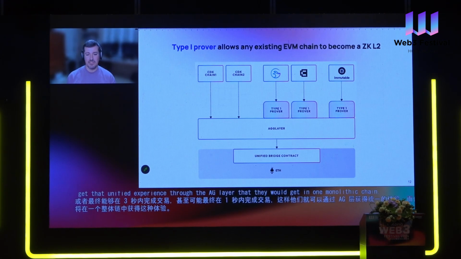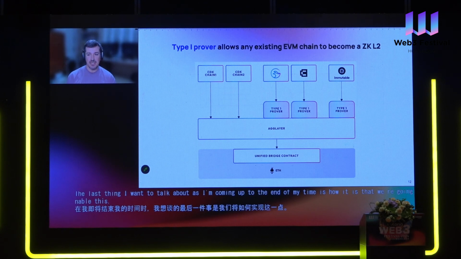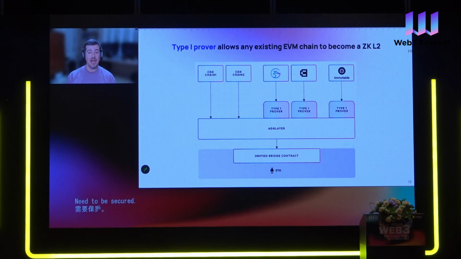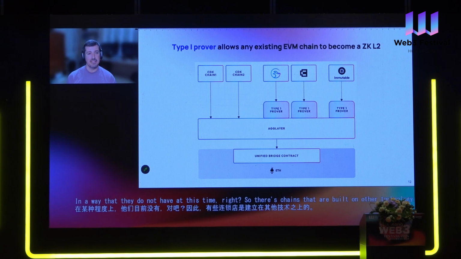The last thing I want to talk about, as I'm coming up to the end of my time, is how we're going to enable this when it comes to keeping chains secure in general. There's a bunch of chains that I'm showing here, Immutable and Manta for example, that ultimately need to be secured in a way that they do not have at this time. There are chains built on other technology that don't necessarily have proofs right now, and they need to have proofs. One of the things we developed is something referred to as the Type 1 prover.